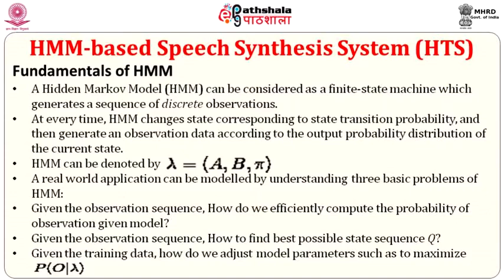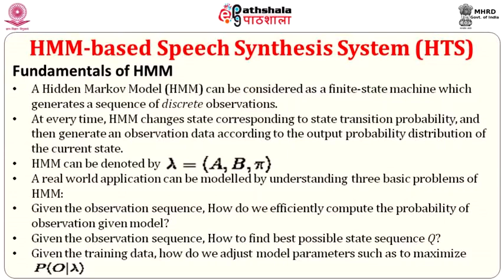HMM can be denoted by lambda equals A, B and pi, where A is the state transition probability matrix, B is the output probability matrix, and pi is the initial state probability distribution. A real world application can be modeled by understanding three basic problems of HMM.